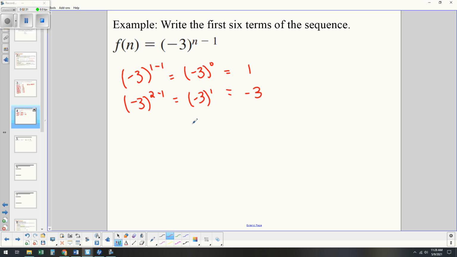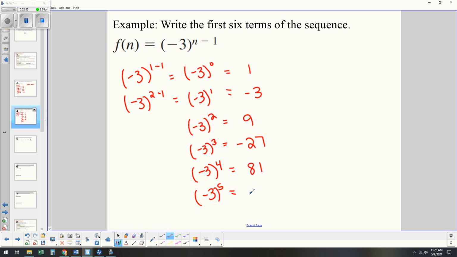I'm going to skip this part now. I'm just going to write negative 3 squared. So negative 3 times negative 3 is 9. Then we have negative 3 to the third power. So that's really 9 times negative 3 is negative 27. Negative 3 to the fourth power. So that would be negative 27 times negative 3, which is positive 81. And then the sixth term would be negative 3 to the fifth power. So 81 times negative 3 is negative 243. So the first 6 terms would be 1, negative 3, 9, negative 27, 81, and negative 243.